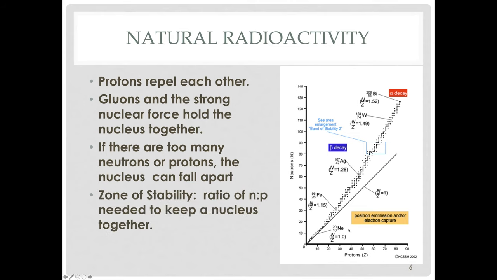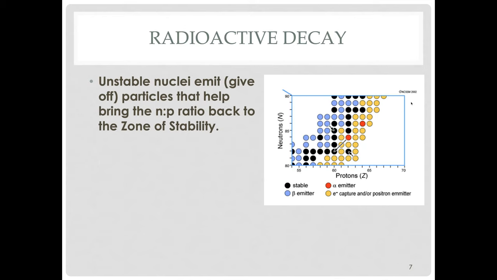Now, these dots here represent the zone of stability. The zone of stability represents every isotope that has a perfect ratio of protons to neutrons that allows the nucleus to stay together forever. If you're a nucleus in the zone of stability, then you will literally last until the end of the universe. There's just going to be no way you're going to break apart. However, if you have too many neutrons, you'll undergo beta decay. If you have too many protons, you'll undergo positron decay. And if the nucleus is just simply too large, it'll undergo alpha decay. Let's look at how all of those work.